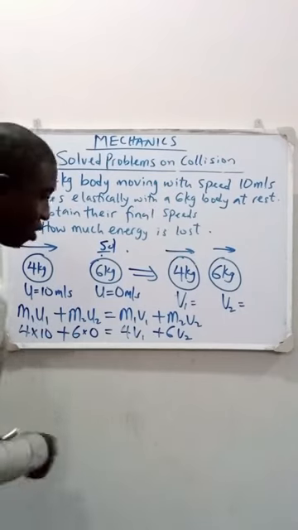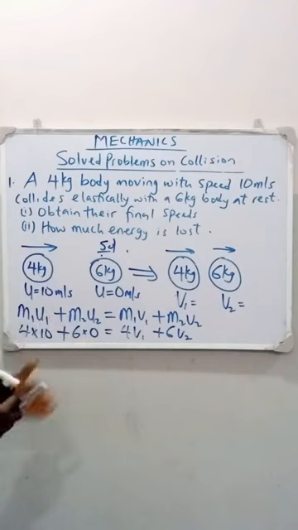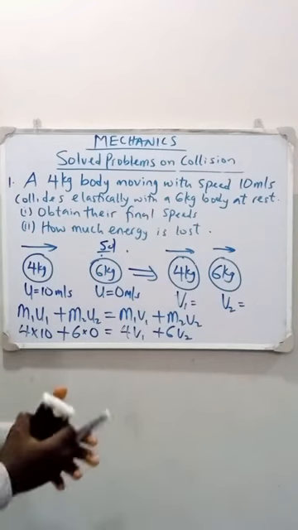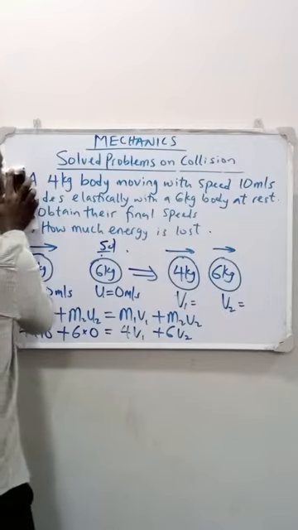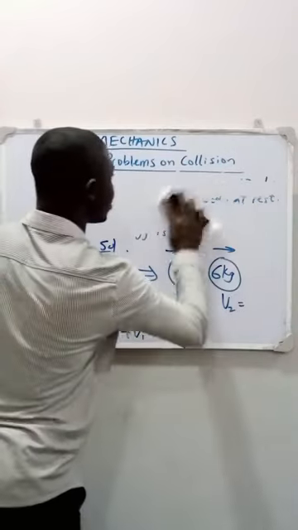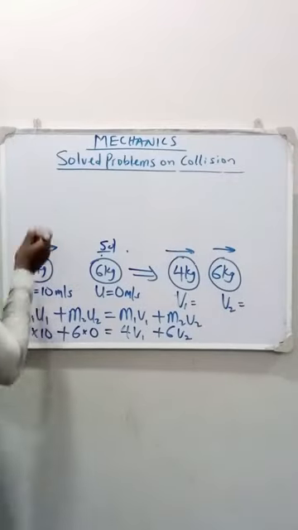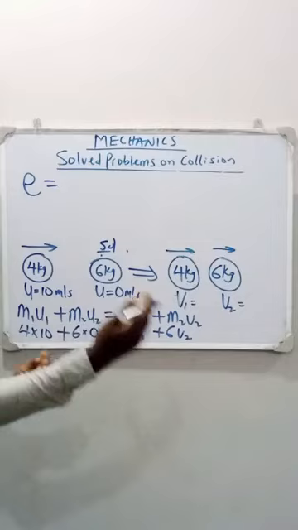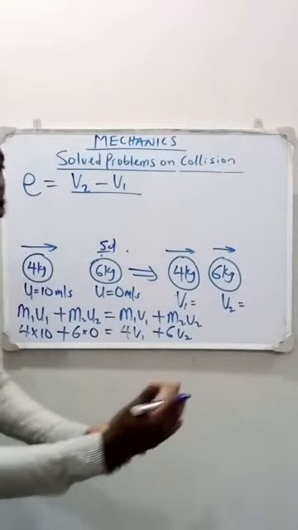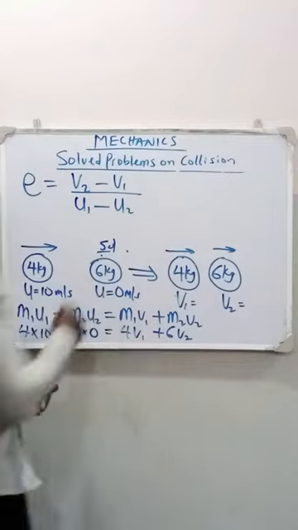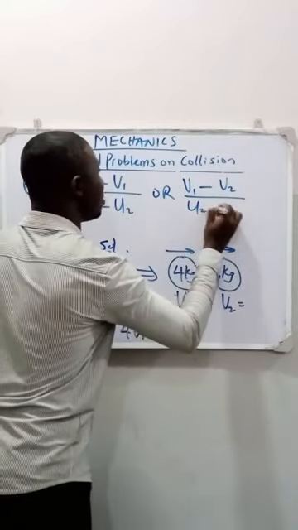So the second principle that we are going to look at: since the body is elastic, it means that their coefficient of restitution is equal to 1. Since the bodies are elastic, their coefficient of restitution equals 1. So using their coefficient of restitution, don't forget, to get the coefficient of restitution, it is simply the ratio of the velocity of separation. The coefficient of restitution, given as e, equals the ratio of velocity of separation, v2 minus v1, over the velocity of approach, that is u1 minus u2, or I can write it as v1 minus v2 over u2 minus u1.